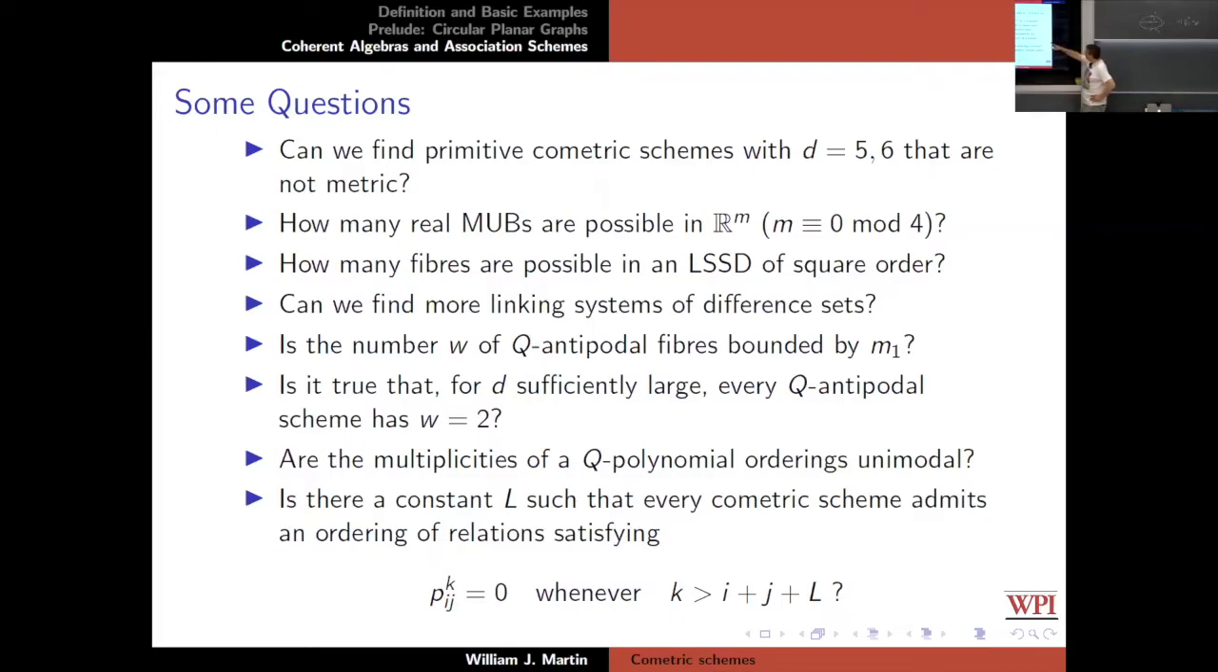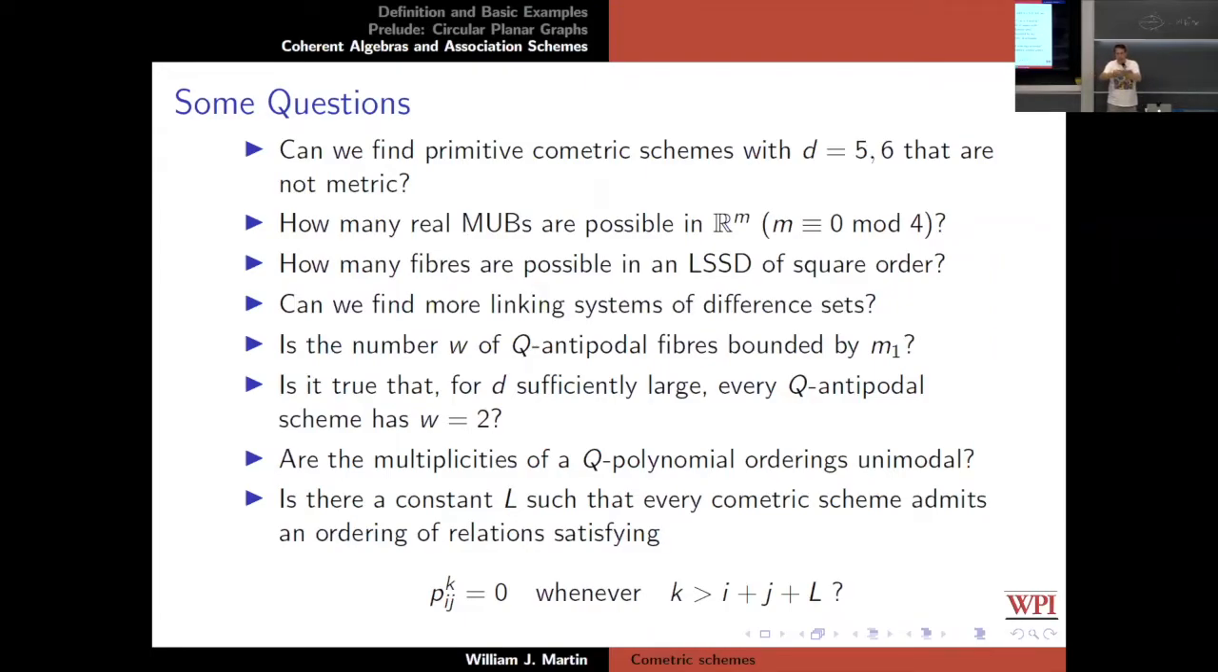Just generically, there are bounds on the number of fibers in a Q-antipodal association scheme. When D is odd, we can prove that this number is bounded by M1, but in the even case, we can only prove that it's bounded by the second multiplicity, which can be as much as M1 choose 2. So that is a gap that needs to be fixed. We need to find a uniform upper bound on the number of fibers in a Q-antipodal scheme. When D is large, we'd like to say a primitive cometric scheme must be metric. If it's not metric, then it's probably imprimitive, if that conjecture is correct.